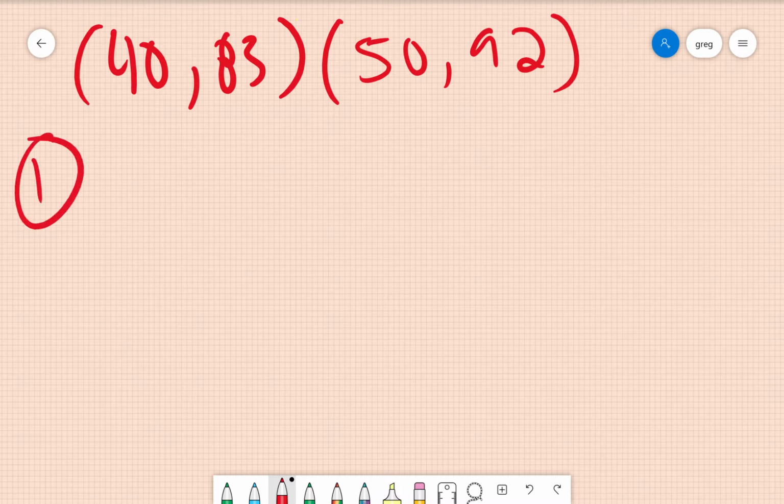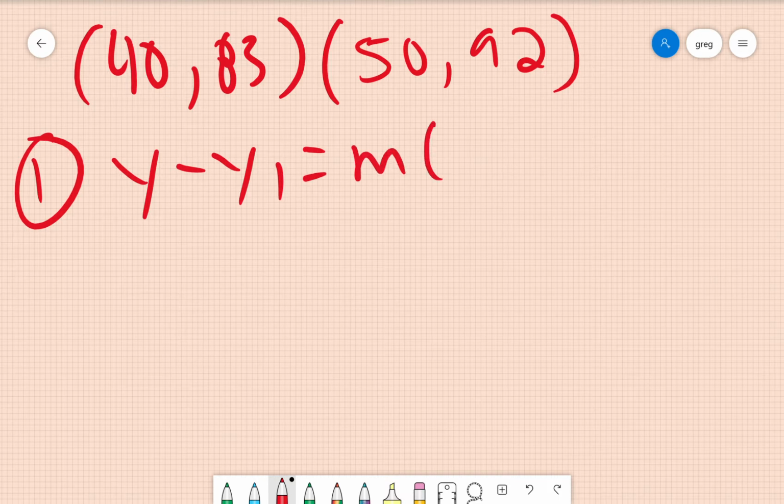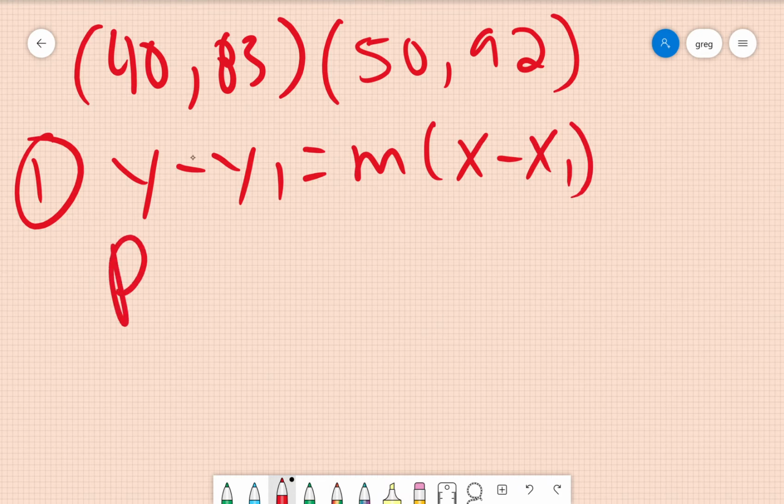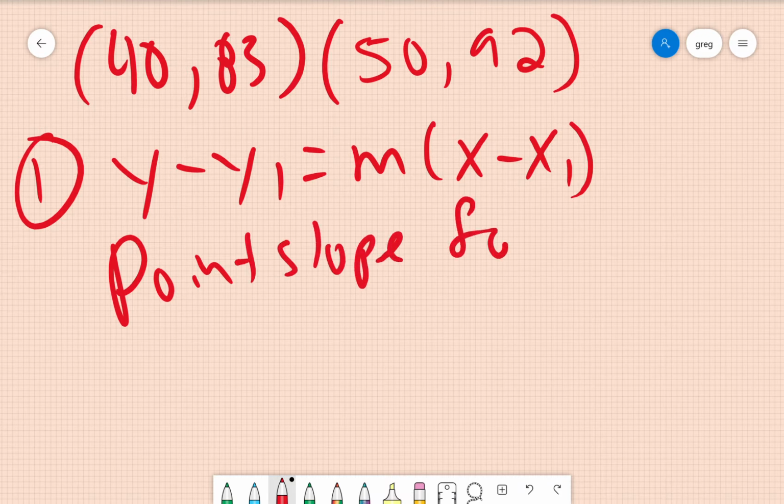Does anyone know the formula for point slope form? What you got? y minus y1 equals m, parentheses, x minus x1. Perfect. Have that written down. So this is point slope form. First one was slope intercept form. Now we're going to solve it by point slope form.